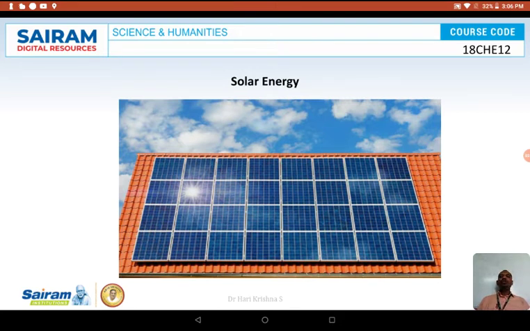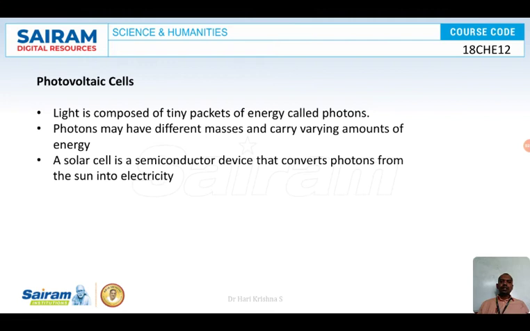So if you use this on rooftops, what will happen? The energy required for household purposes can be generated. So in such cases, arrays can be used. For a table lamp or mobile charging, a panel can be used. Okay, so let us see what are the applications of photovoltaic cells.